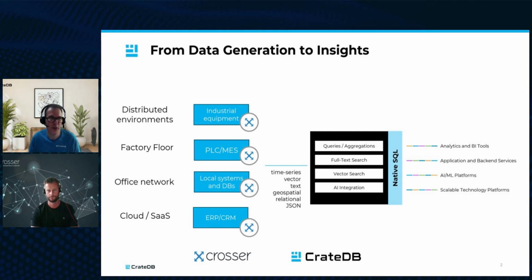You can also combine your queries and aggregations with advanced search features such as full text search, but also vector search for semantic search. And you can also easily integrate with your AI frameworks thanks to vector and similarity search. So at the end, you can use your visualization tools for analytics and BI. You can also connect your applications to develop new innovative systems. And you can connect your AI/ML platforms to CrateDB. So that's the end-to-end data flow to make things simple but very efficient.